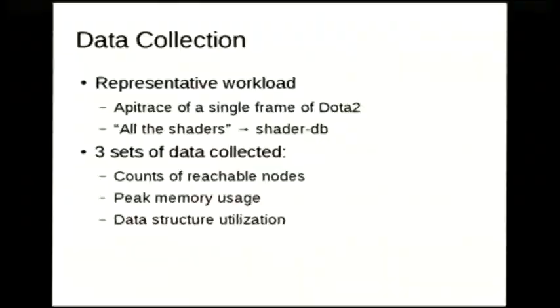So I picked a couple of representative workloads. In this case, I used an API trace of a single frame of Dota 2 and used all the shaders that we know about in existence in a separate project called ShaderDB, which I'll talk about both of these a little bit more in a moment, and then collected a variety of kinds of data. Collected data about the counts of reachable nodes in the IR, peak memory usage, and how our data structures are using memory. And I'll get to each of these in more detail shortly.